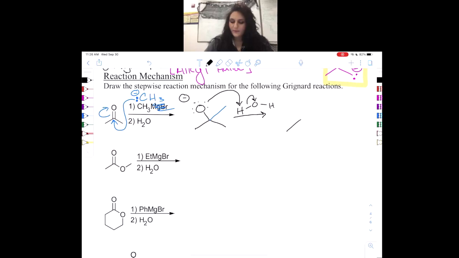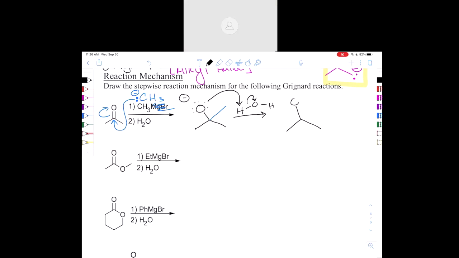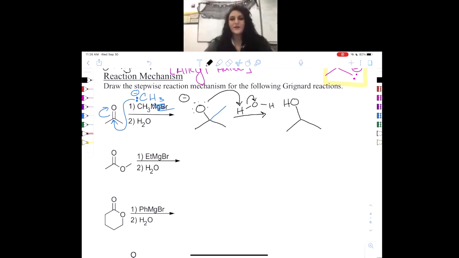Wait, I have a question. You only added the CH3? Yes, because we're not going to count the MgBr. The Grignard reagent is essentially carbon with a negative charge. And since we only have one carbon, it's a CH3. We slap a negative on there, that becomes a nucleophile, and it attacks the carbonyl carbon. Oh, okay. Thank you. You're welcome.